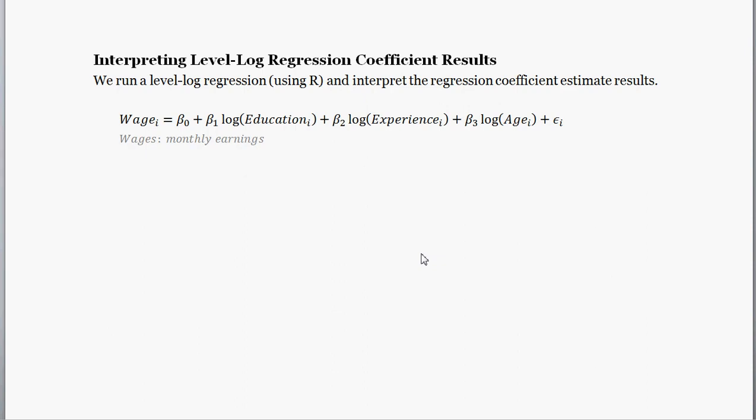Hello and welcome. In this video we're going to interpret the regression coefficient estimate results of a log level regression. Suppose that we had the following model that we wish to interpret the results of. Wages is our dependent variable or our response variable. It's a function of beta naught, our intercept, plus beta 1 times log education, plus beta 2 times log experience, plus beta 3 times log age.